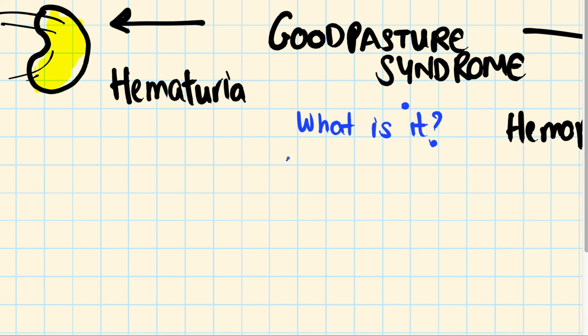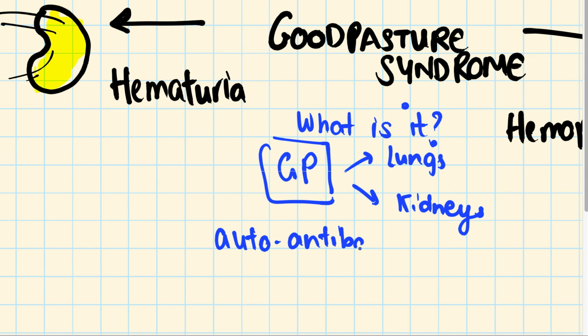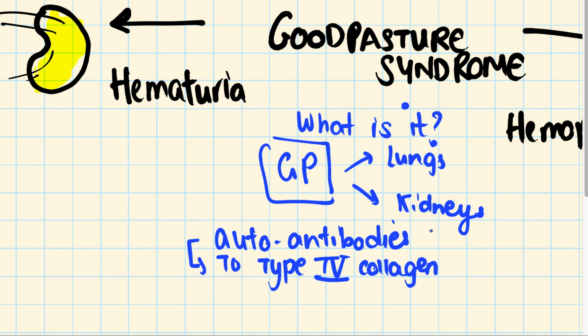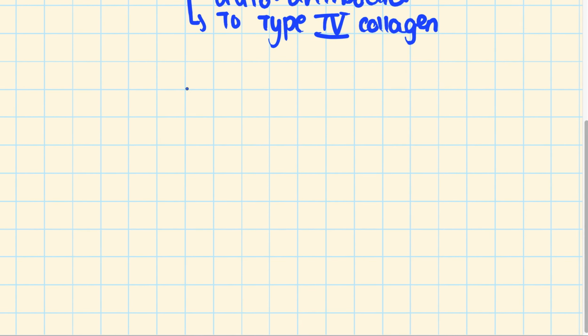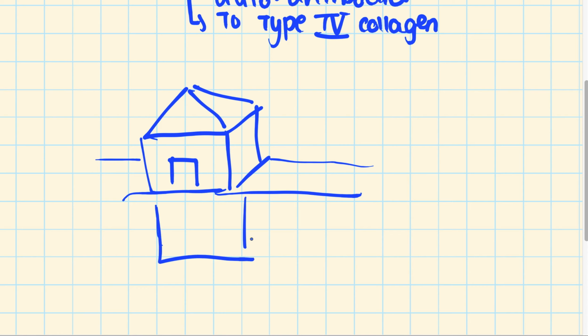But what exactly is Goodpasture syndrome? You're affecting the two different organ systems, but it's when you have autoantibody production against type 4 collagen. And we already know type 4 collagen is found in the glomerular basement membrane of the kidney and also in the lung, the alveolar membrane.